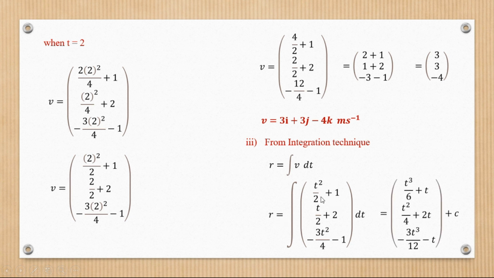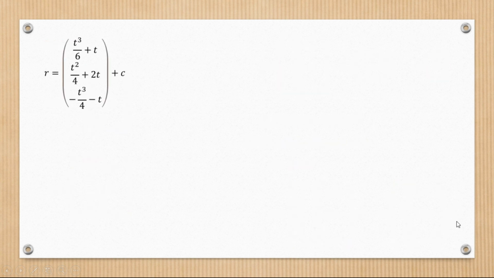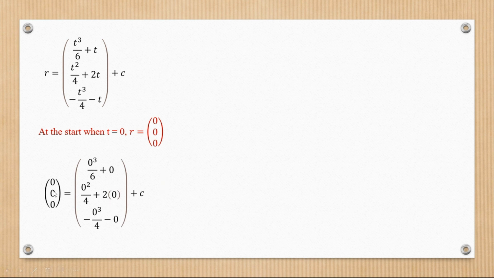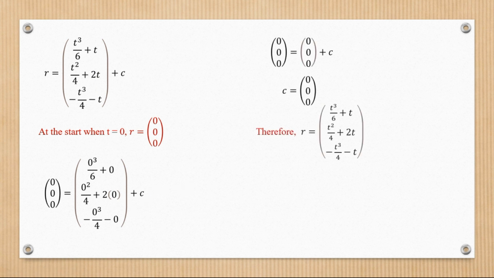So in integrating this, for the top, I'll have t cubed over 6 plus t, and then this will give me t squared over 4 plus 2t. Then this will give me negative 3t cubed over 12 minus t, as you can see right there, plus c. Now this is what I have as the value of r. But if we want to find the value of c, we're going to look at the start when t was 0. Since the particle was beginning at the initial position 0, 0, 0, we know the value of r. So we're going to put r right there being equal to this, where there is a 0 where we have t, plus c. So you can see that c shall be equal to 0, 0, 0. So that means that therefore r is equal to that.